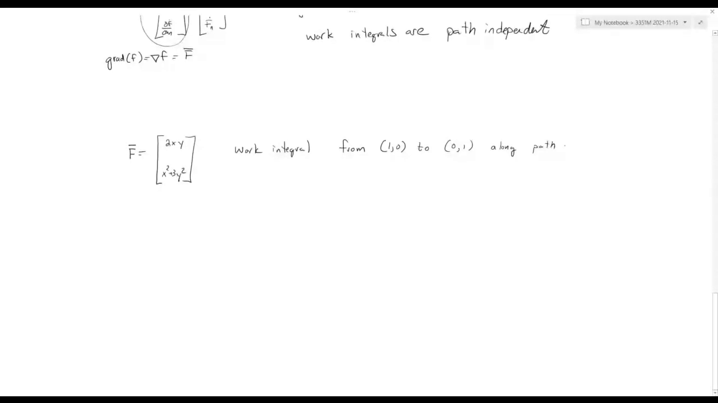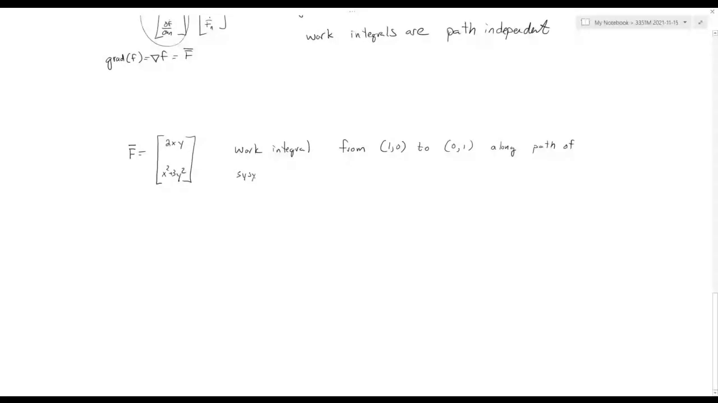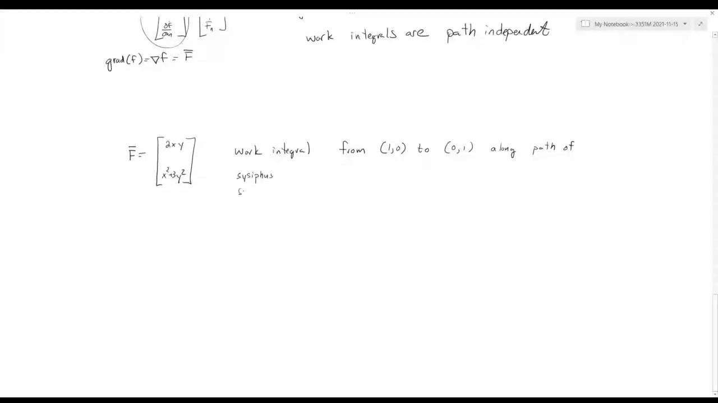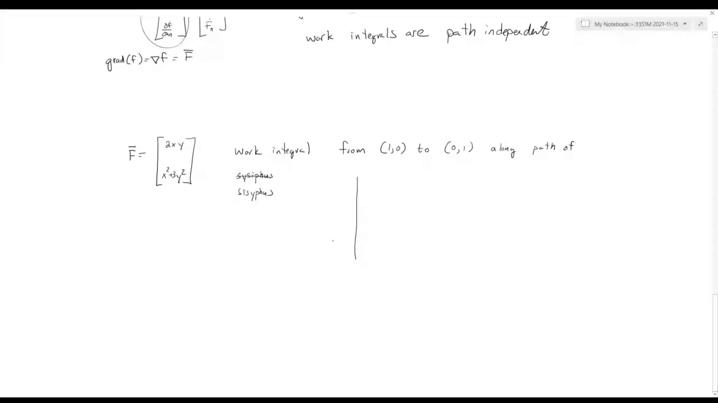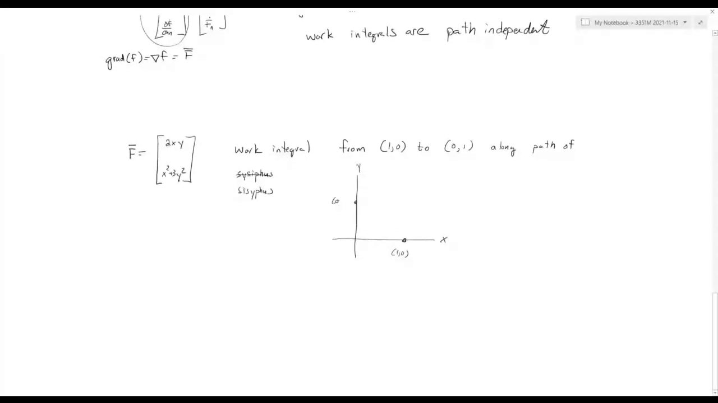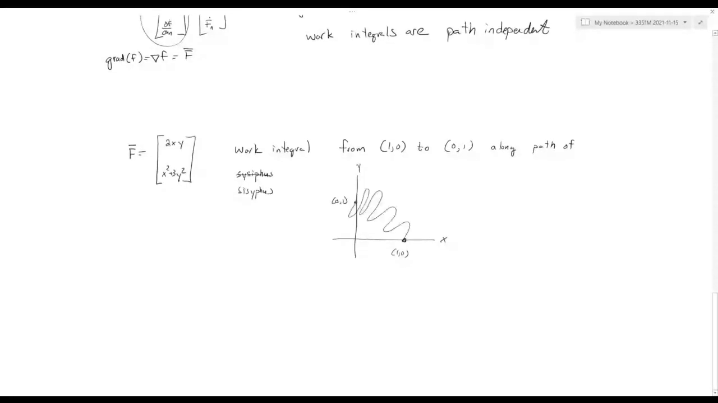of Sisyphus. I don't know how to spell Sisyphus. Oh my gosh. Or is it the other way? That looks better. Okay. Right, so here's our starting point in the xy plane. And here's our ending point. And we're taking the path of Sisyphus.